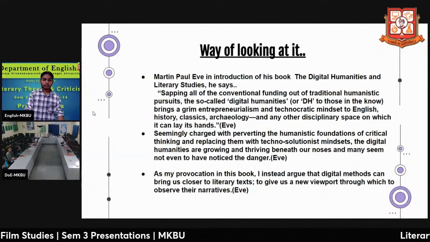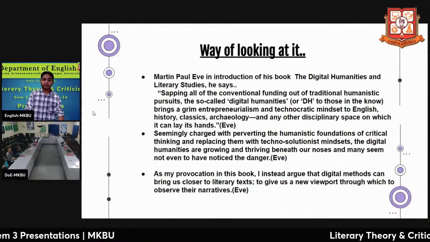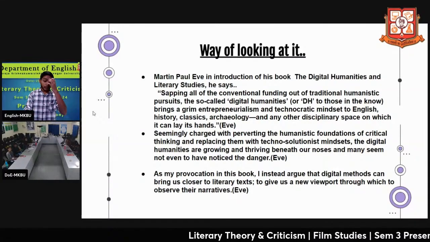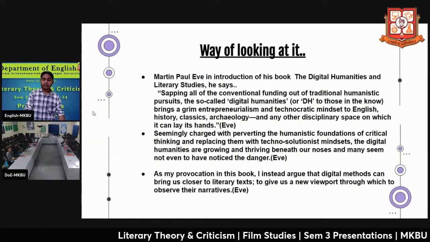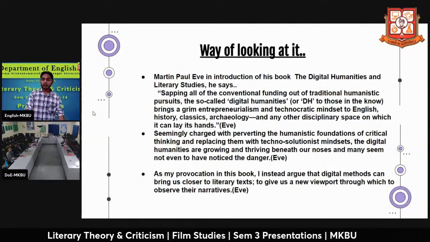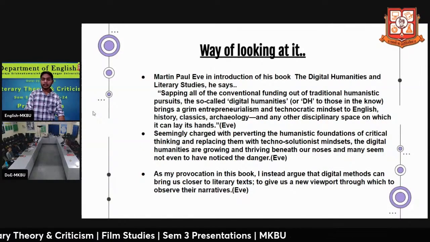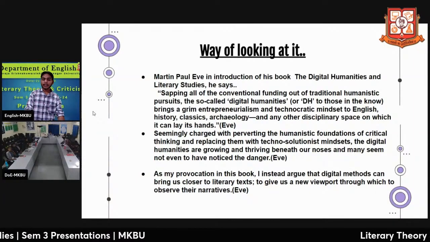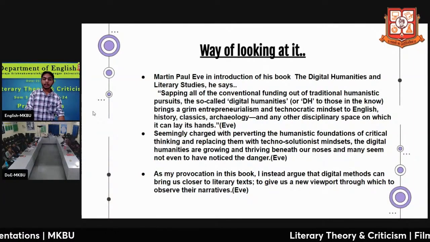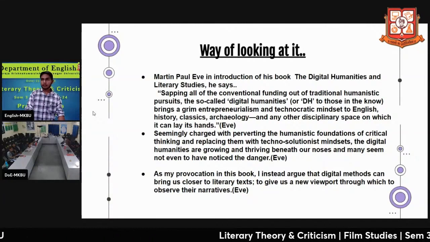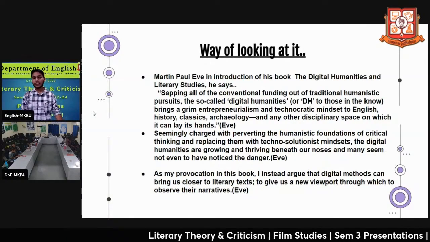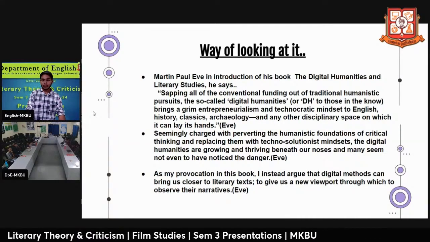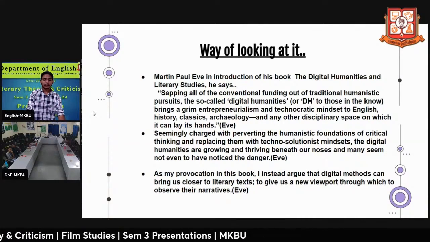Here Martin Paul Eve says that, similarly charged with perverting the humanities' foundation of critical thinking, replacing them with a techno-solutionist mindset, the digital humanities are growing and thriving beneath our noses, and many seem not even to have noticed the danger. So he is here interpreting the digital humanities as a danger for the traditional humanities and its view.